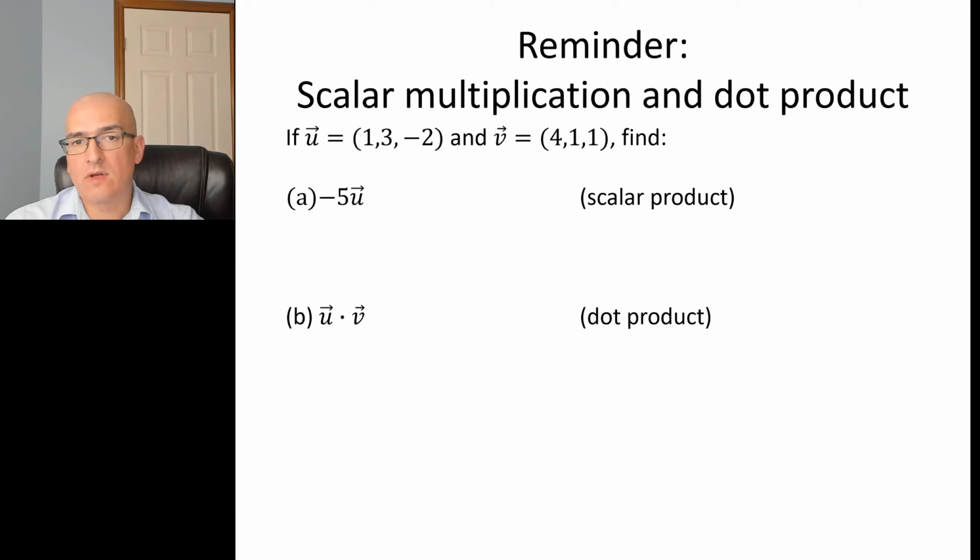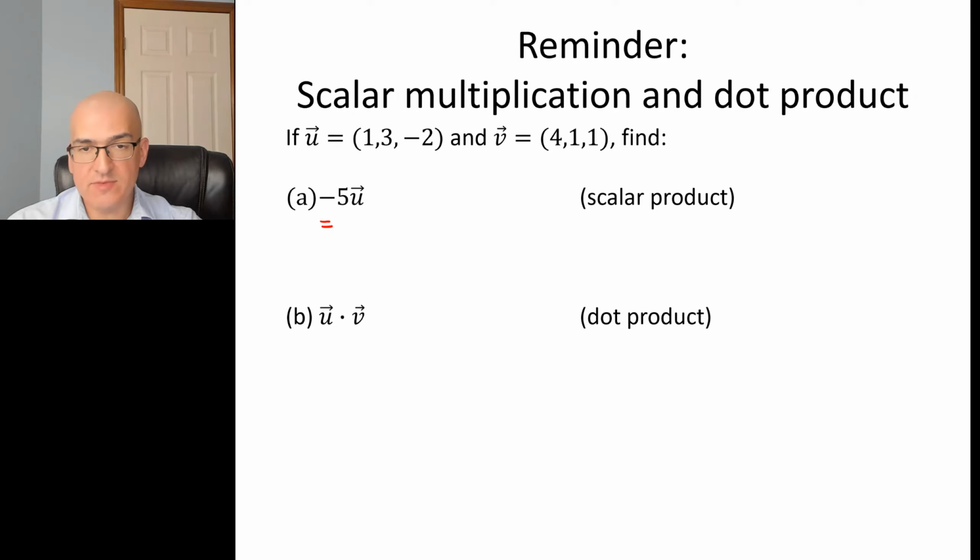As a reminder, the first form of multiplication that we learned is still a type of multiplication we're going to do. So this is just review from the first lesson. We're given the vectors u, 1, 3, negative 2, and the vector v, 4, 1, 1, and we're asked in part A to find negative 5 times u, and in part B we're asked for u dot v.